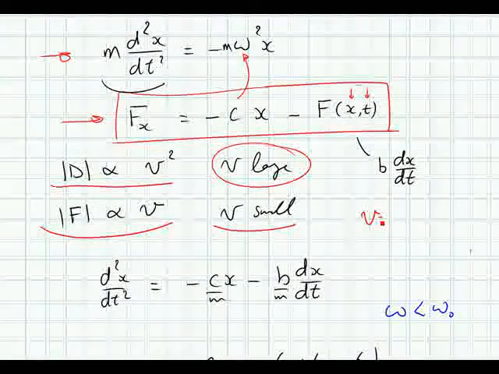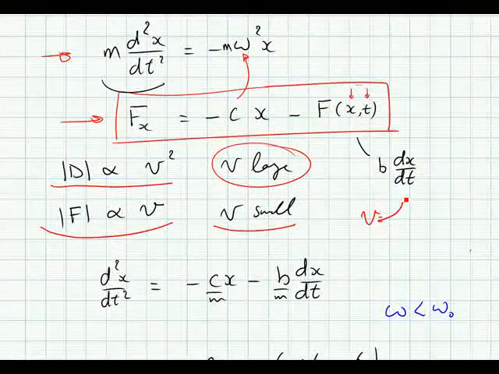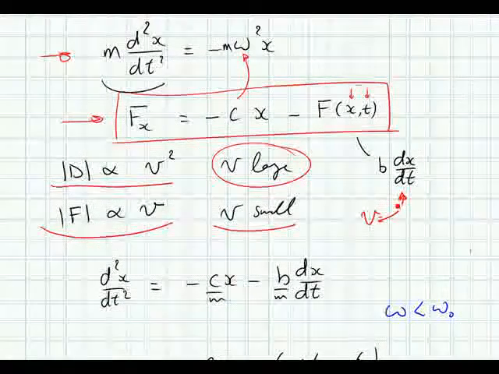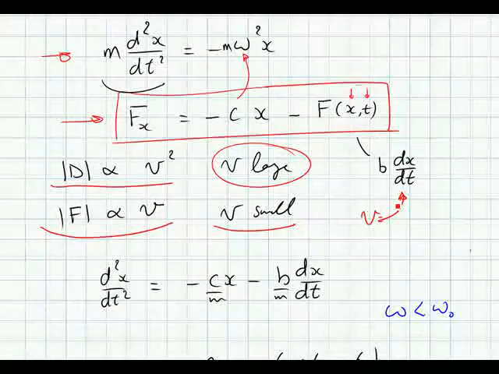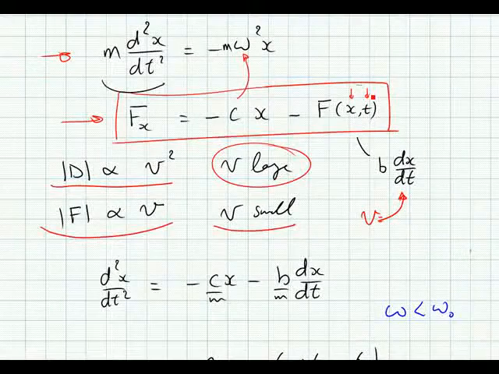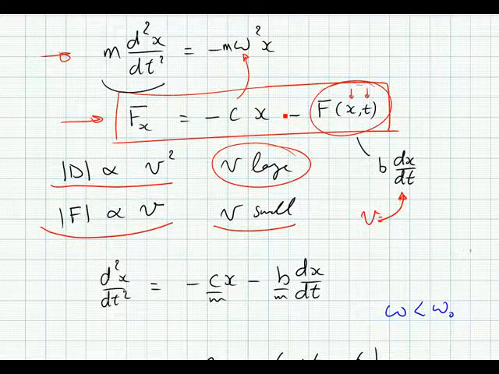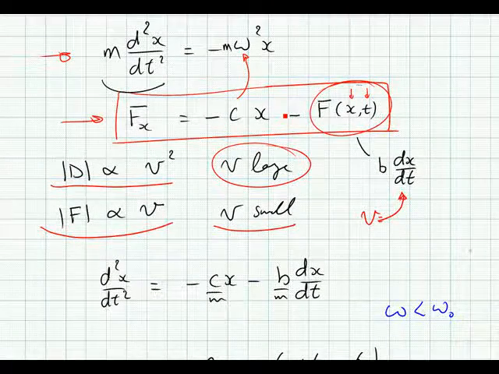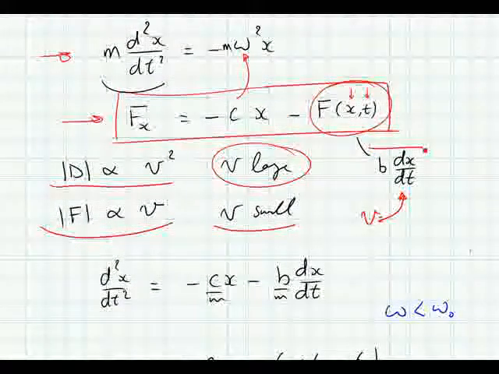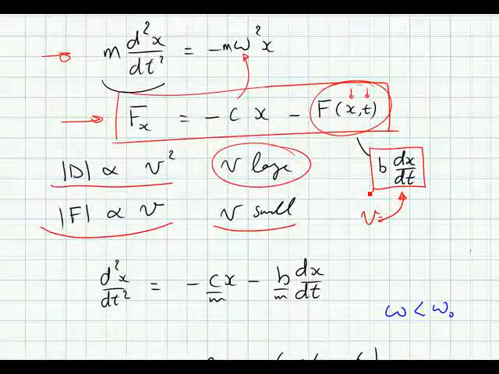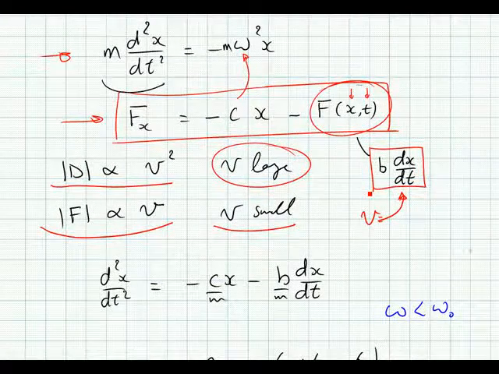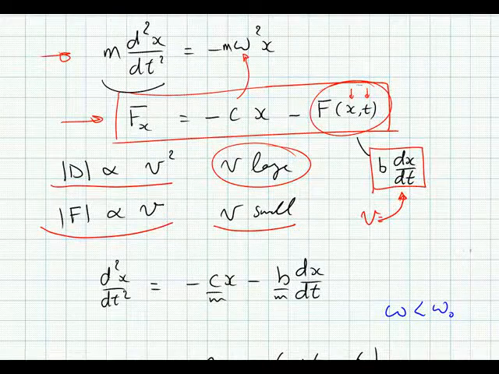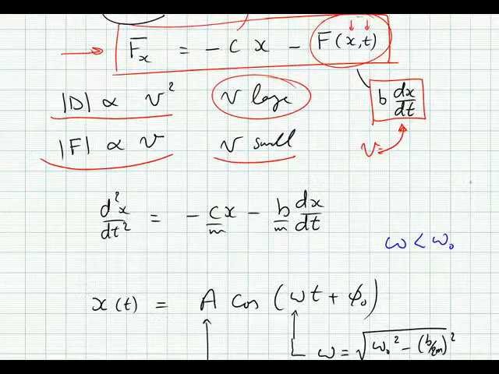Now, v is dx/dt, so in the case of a pendulum moving in air, this function that would resist the motion, we can show by a constant b times dx/dt. So this is the air resistance force on the pendulum.